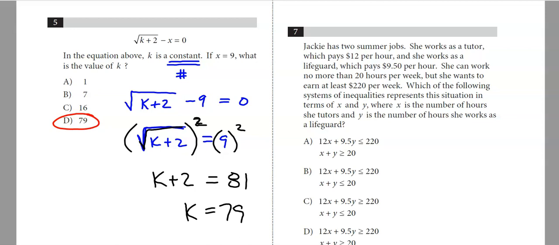Now, you also could just plug answers in, and they know that. I find a lot of times when you can just plug answers in, I like to start with the bottom number because typically they make you work for it and go through all the choices.